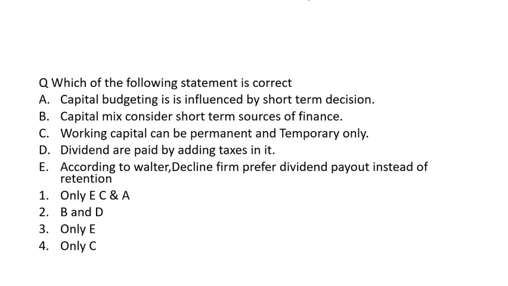Now let's see. Capital budgeting decision is concerned with the long term, and here it is mentioned short term decision. So A is totally incorrect. Wherever A is mentioned, you can easily delete it. Option number A will be out. Then capital mix considers the short term sources of finance. No, capital mix or capital structure considers long term decisions also. So you can delete this. Option number 2, B and D, is mentioned. Then working capital can be permanent or temporary only.